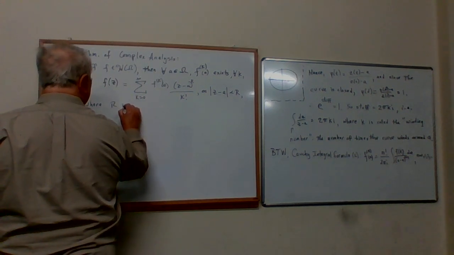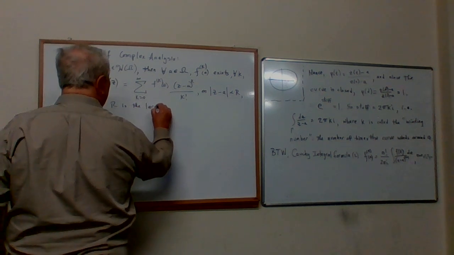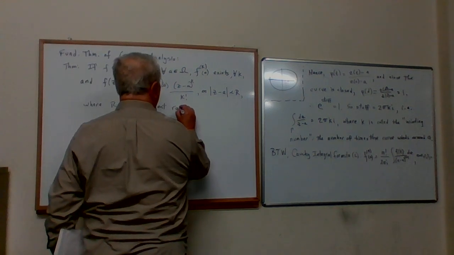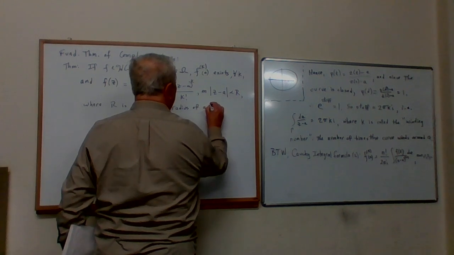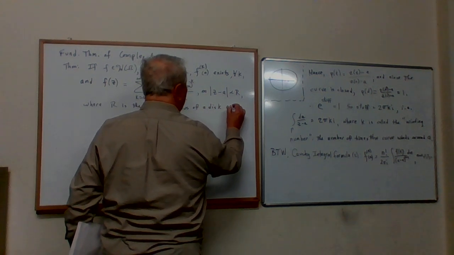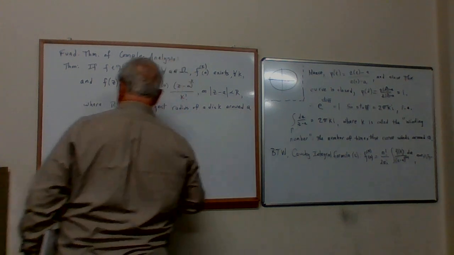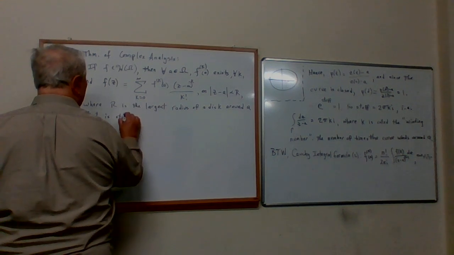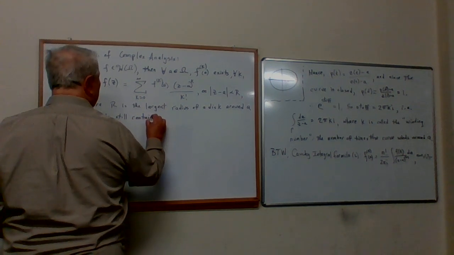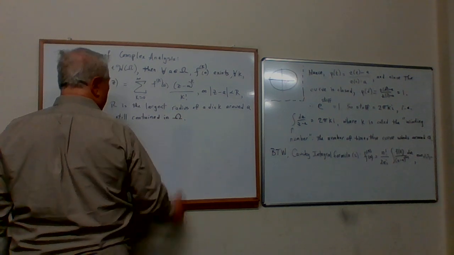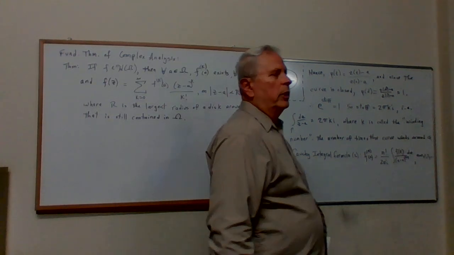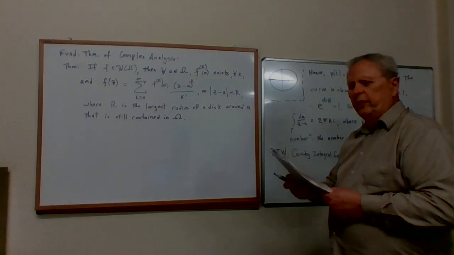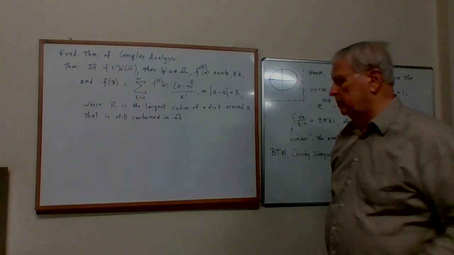where r is the largest radius of a disk around a that is still contained in omega. Okay, so that's what I want to prove next. And to do that, we're going to prove a lemma.